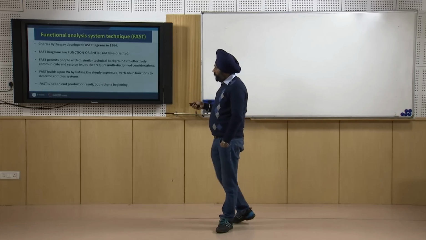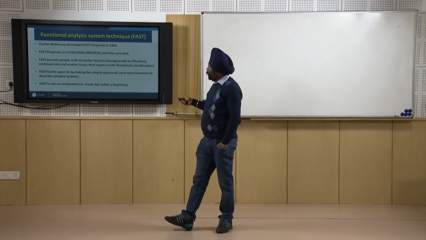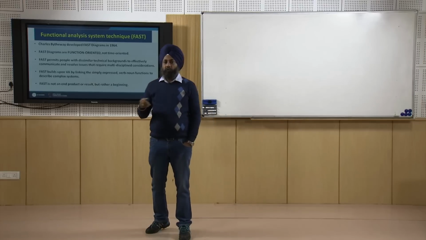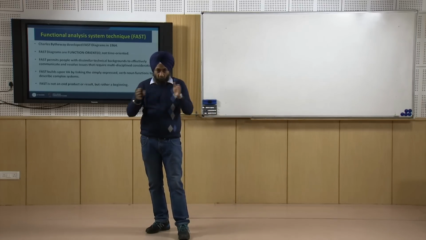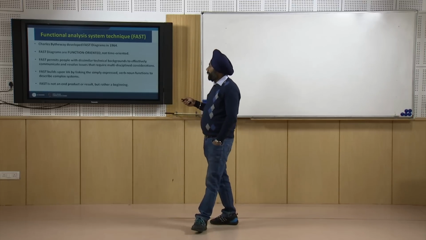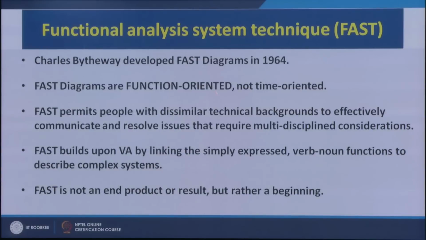Now just a brief overview of the Function Analysis System Technique, the FAST diagramming approach. Charles Bytheway developed FAST diagrams in 1964, just from a historical point of view. FAST diagrams are function oriented, not time oriented. In network analysis or schedule graphs we plot on a time scale, but here we are not plotting on a time scale, but in respect of the functions.